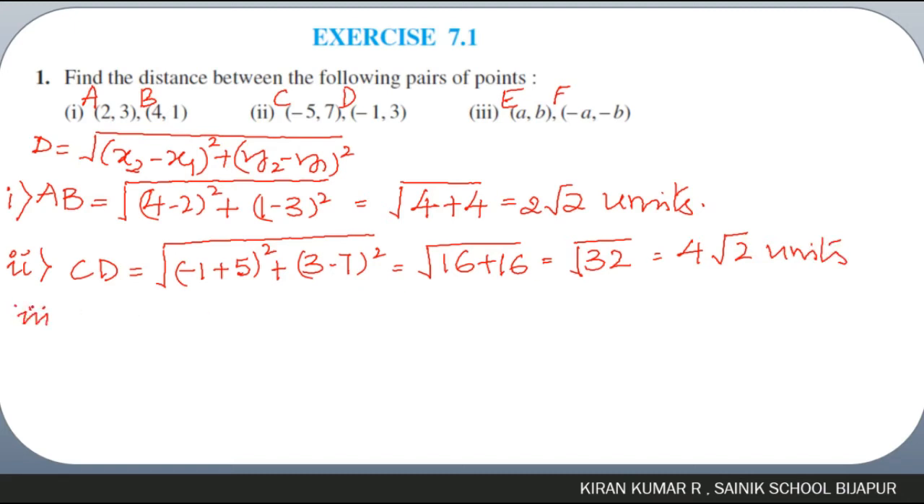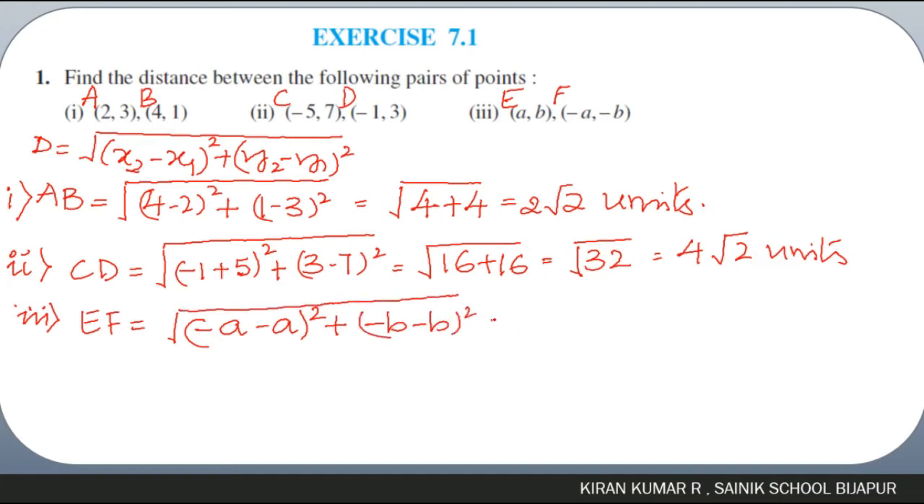And the third one, I have named it as EF. So the distance EF will be equal to the square root of (negative a minus a) whole square plus (negative b minus b) whole square. Negative a minus a will become minus 2a. When you square it, it becomes 4a square, plus the same way 4b square. Now you see 4 is common. I'll take root of 4. Root of 4 is nothing but 2. Remaining is root of a square plus b square units.